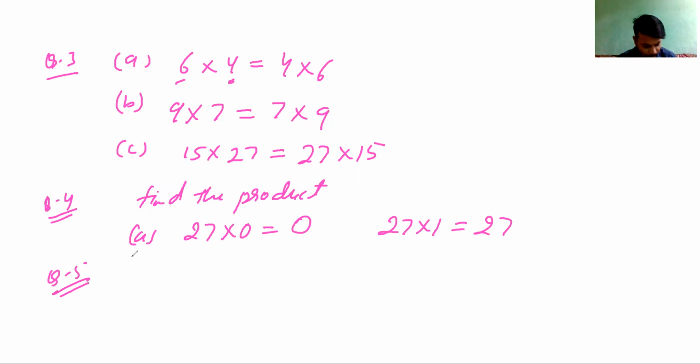Question 5. Are the following sentences true? Write T for true and F for false. Name the property used. So first, let us clear the page. Now, this is question 5. Part A, 2 into 4 in bracket multiply by 5 is equal to 2 into 4 into 5.